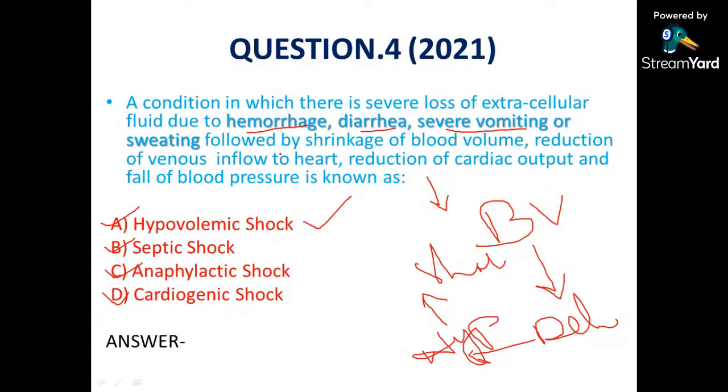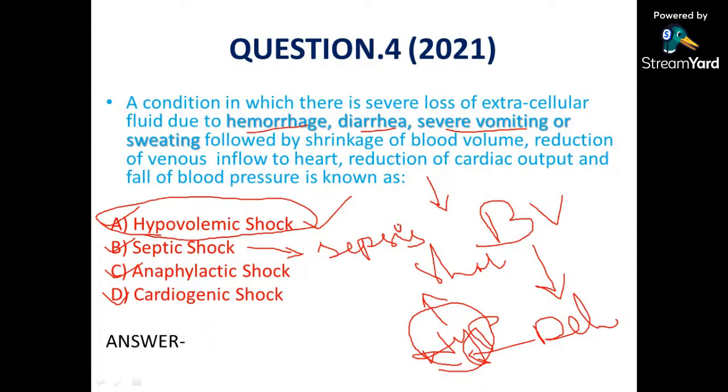Why? Because when the volume of the blood is decreased due to hemorrhage, or diarrhea, or lack of water intake, or burns also, when the body burns, the patient will develop hypovolemic shock. And septic shock is the condition where the patient develops hypotension due to sepsis. There is a condition called sepsis. If a patient develops hypotension due to sepsis, that condition is called septic shock. Here we don't have any sepsis.